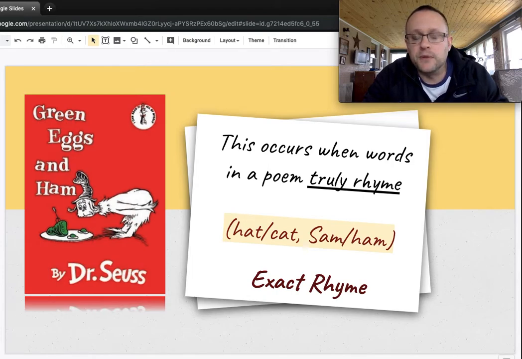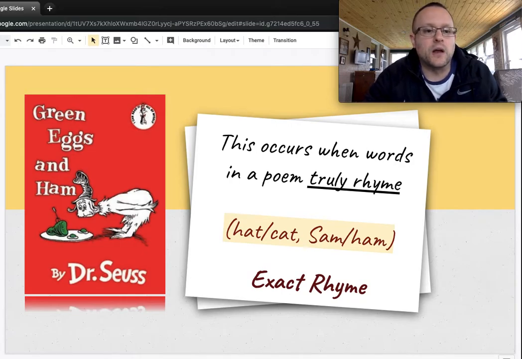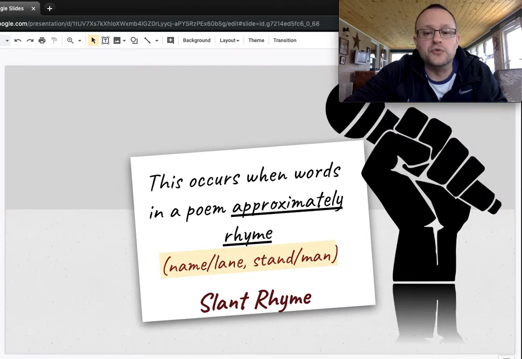So exact rhyme can be internal or end rhyme, but literally would just mean that words exactly rhyme with one another. There's not any kind of variation that has to be made to the way the word sounds in order to get it to rhyme, or it's not that the words are very close to rhyming and we accept it as such, but they exactly do rhyme.